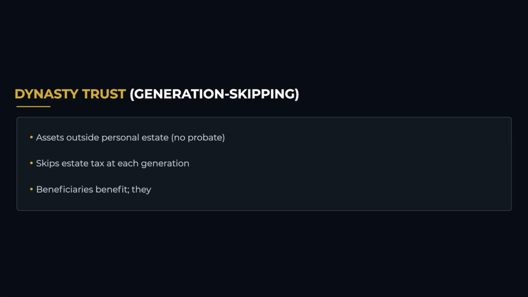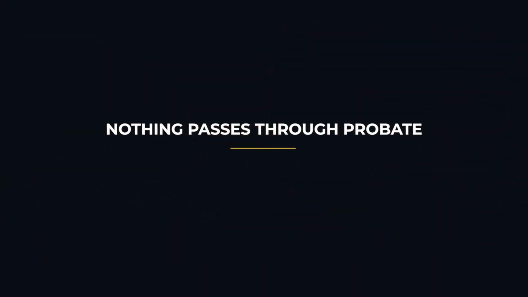The trust holds the assets. Beneficiaries receive distributions, but never own. When one generation dies, nothing passes through probate or estate tax. The next generation simply steps into the beneficiary roles. This structure can preserve wealth for 12+ generations, over 360 years at 30 years per generation.